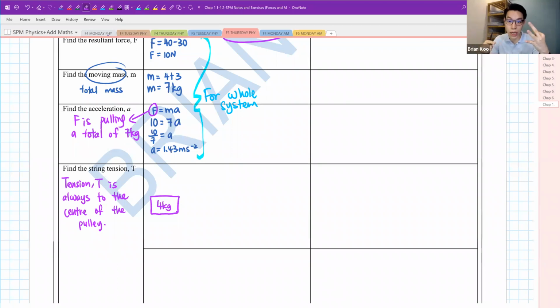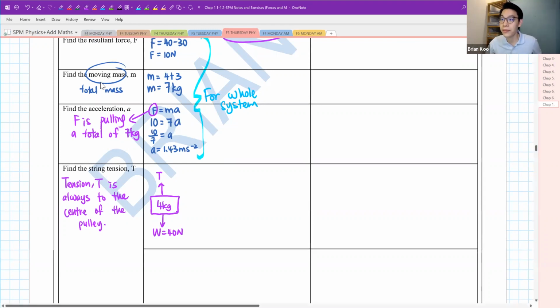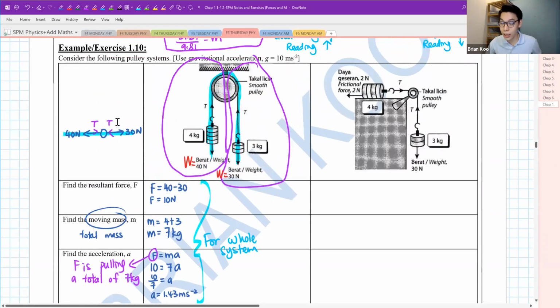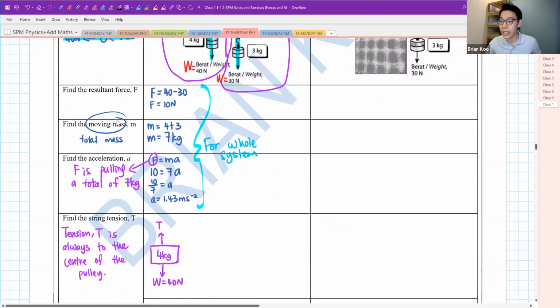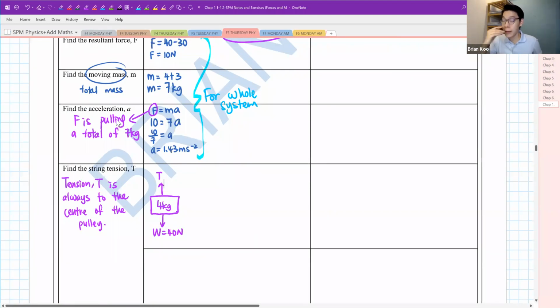The whole system, that's one. The 4 kg side, that's one. The 3 kg side, that's another one. Okay, so let's focus on the 4 kg only. I have the weight, 40 Newton, from the diagram. I also have the tension. This is all the force acting on this 4 kg. There's nothing else, right? The 4 kg only has its weight and the tension pointing up.